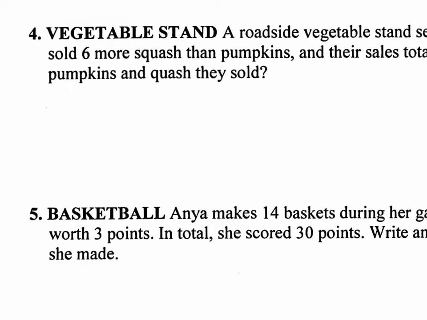So we need to make 2 equations, one based on the number of items, and one based on money. Okay, so number of items, it says that there were 6 more squash than pumpkins. So when we say 6 more squash than pumpkins, whatever the amount of pumpkins is, your squash is going to be 6 more than that. So that's a little tricky.